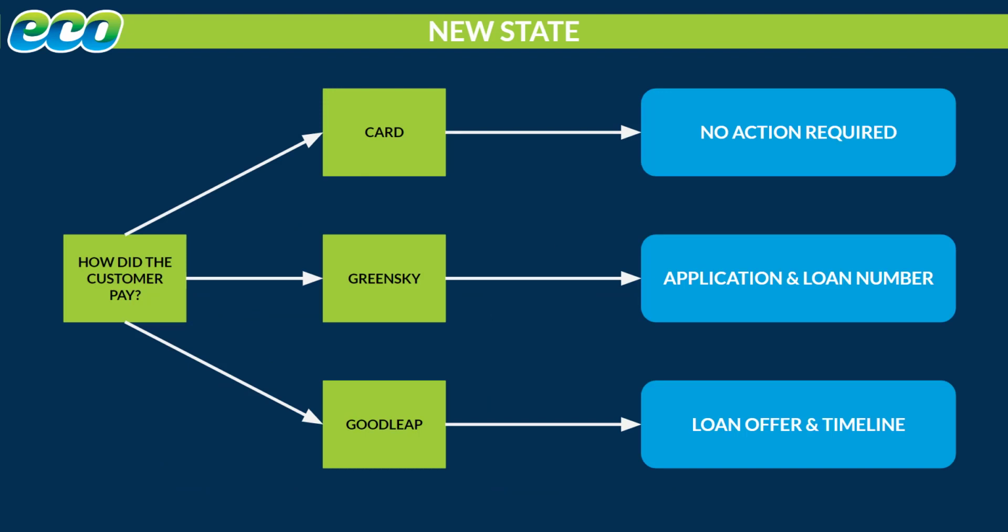Here's another example of how this works. So if you had the questions such as how did the customer pay, if you select card, then there will be no action required for you after that. If you select Green Sky, then the questions that come up are going to prompt you to put in the application picture and the loan number. If you fill out GoodLeap, then the questions are going to prompt you to take a screenshot of the loan offer details and the timeline screenshot.